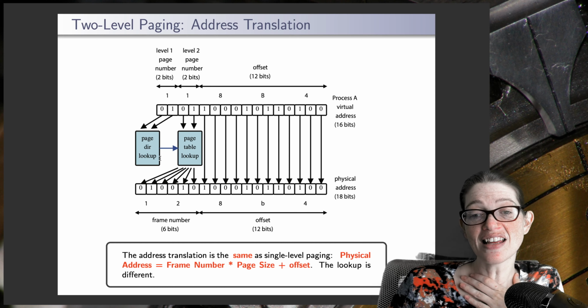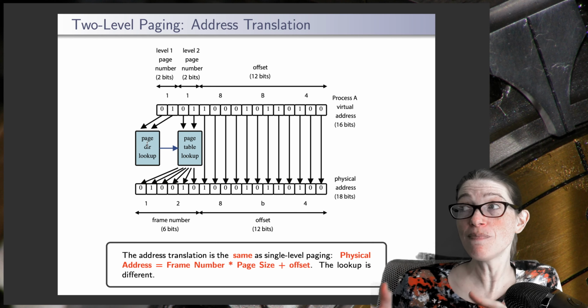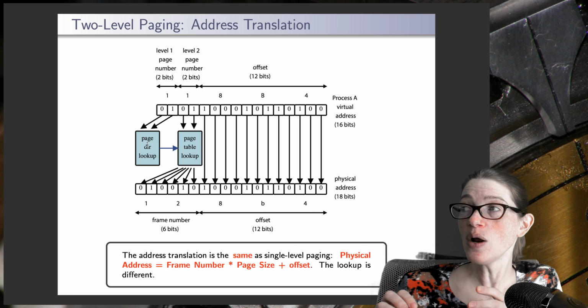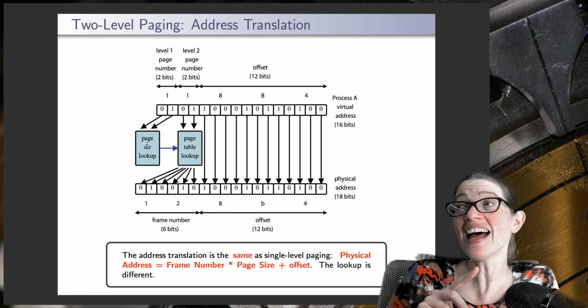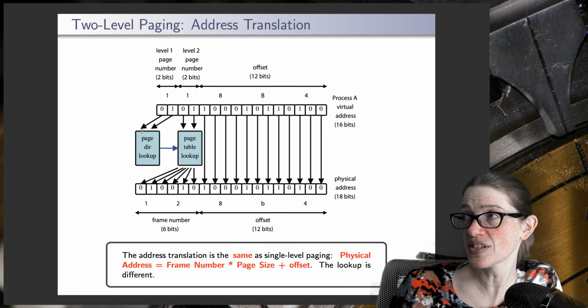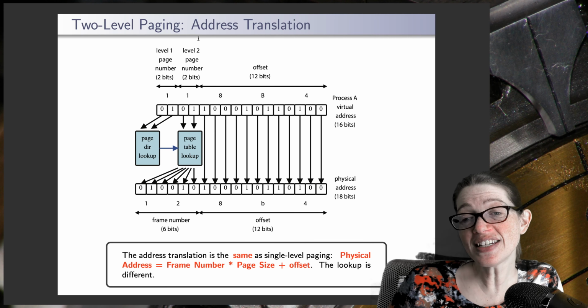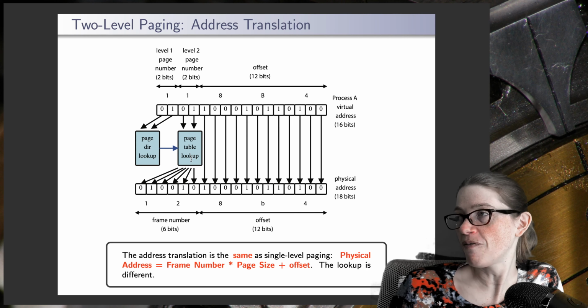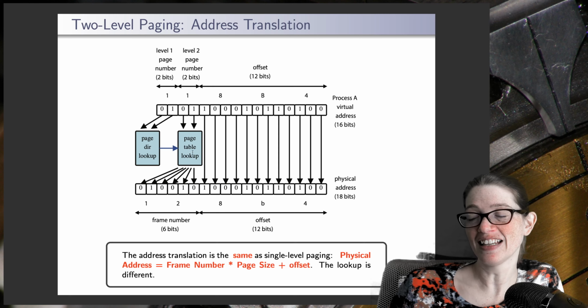And we get the valid bit. If the valid bit is 0, we throw an exception immediately because it's not valid. If the valid bit is 1, we don't get the frame number, we get the address of the next page table in the tree, i.e. the address of one of our children. And then we take the next 2 bits to look up the frame number in the second level.